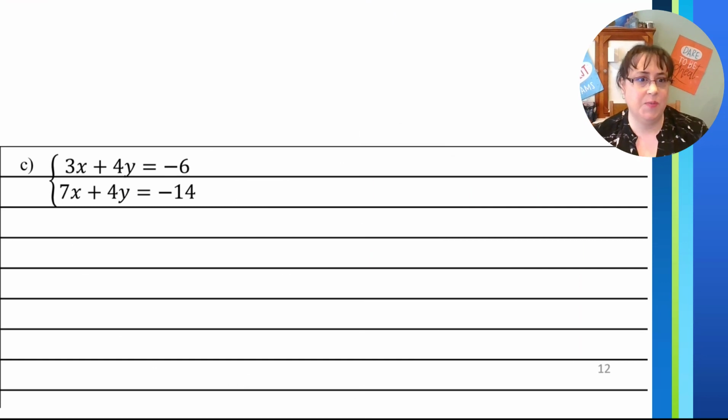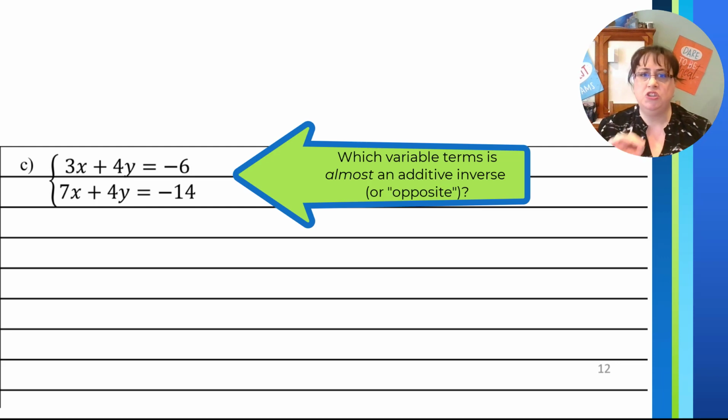So here's our last one. We have 3x plus 4y equals -6 and 7x plus 4y equals -14. And we're so close. But we don't quite have opposites here. We almost have opposites, but not quite. Tell me which variable, x or y, is almost to having an opposite. Go ahead and do that, and then come on back.